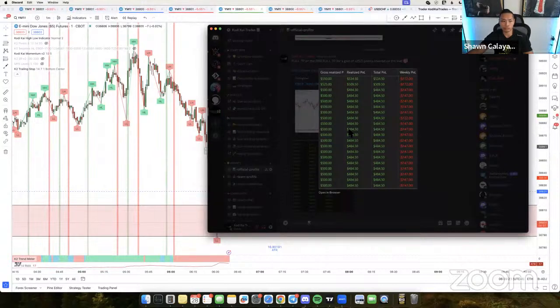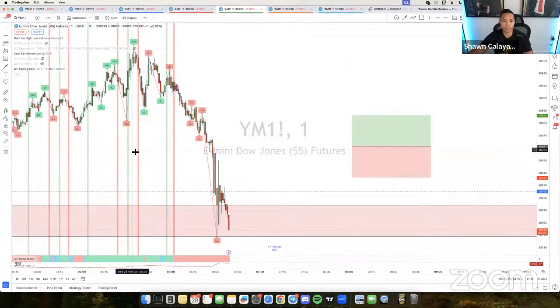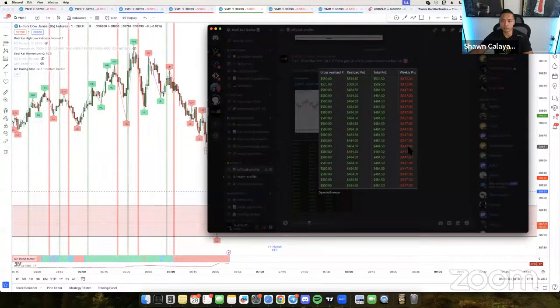I had to close out a little early because my entry just wasn't where it was supposed to be. It kind of executed a little late, which is completely fine. I was supposed to make 625. If I made 625 on that trade, I would have been in profit, but it's all good.